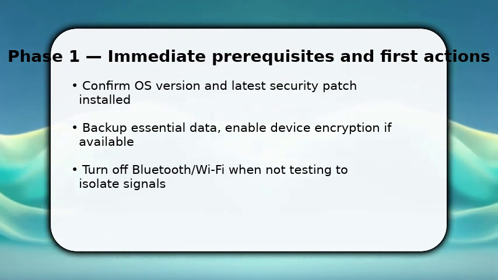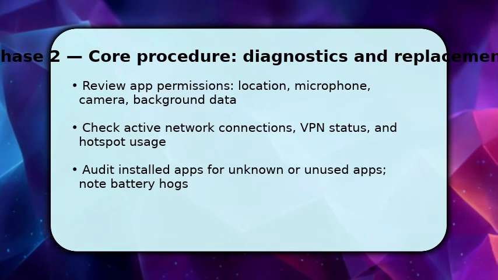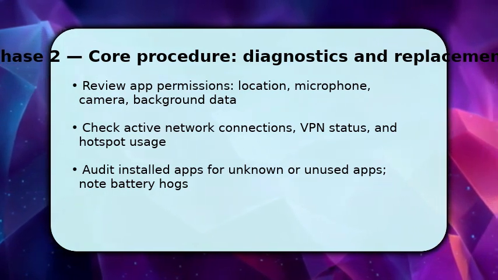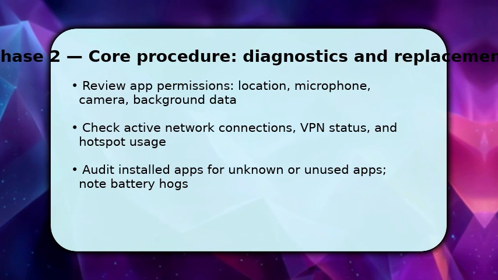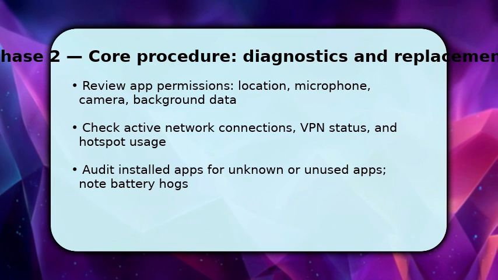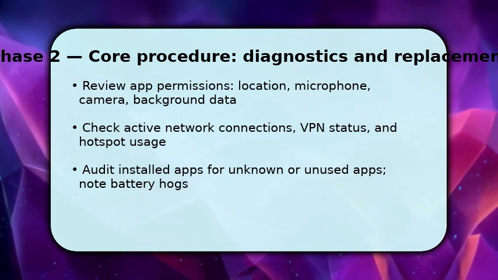You now audit app permissions to see who can access location, microphone, camera, and background data. This tells you what each app can do. Next, check active network connections and VPN status so you understand where traffic is routed and whether DNS leaks occur.